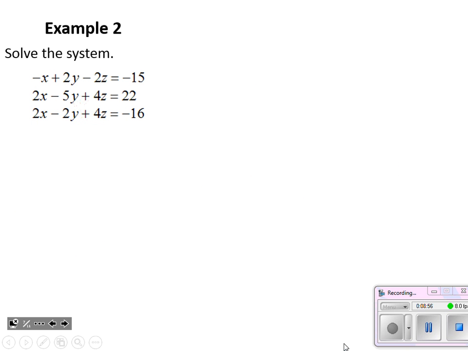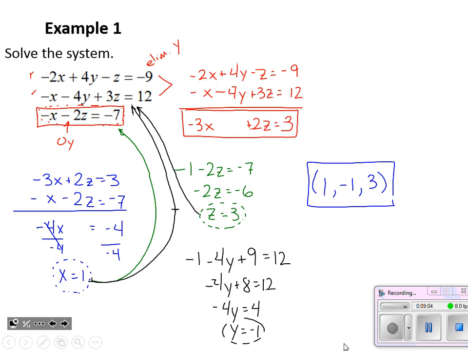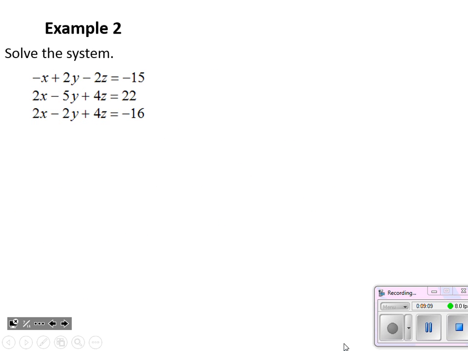All right, so directions simply say solve the system. Now, before I begin, the previous example that we just did was pretty easy because we already had one equation that had only two variables in it. Well, what if I start off with an equation that has all three variables in all three equations? And this is pretty likely to occur.